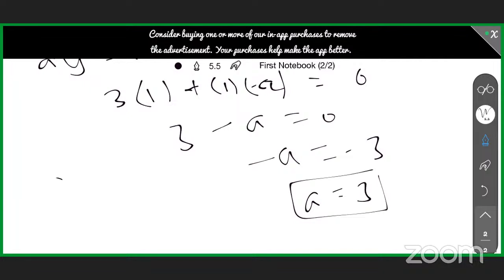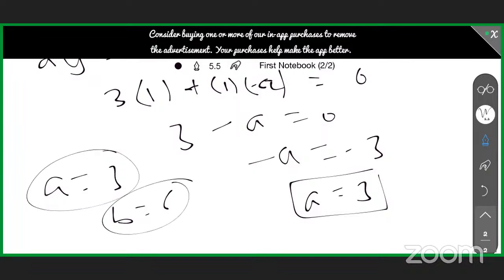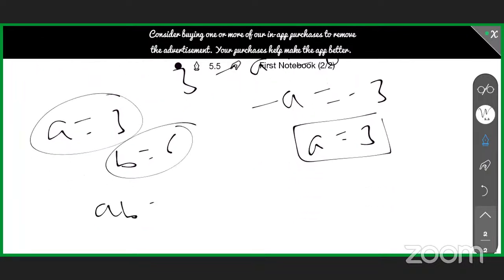I got a is equal to 3, b is equal to 6. I found the values of a and b. Therefore, ab is equal to 18. Is it clear? Any doubt with these questions?